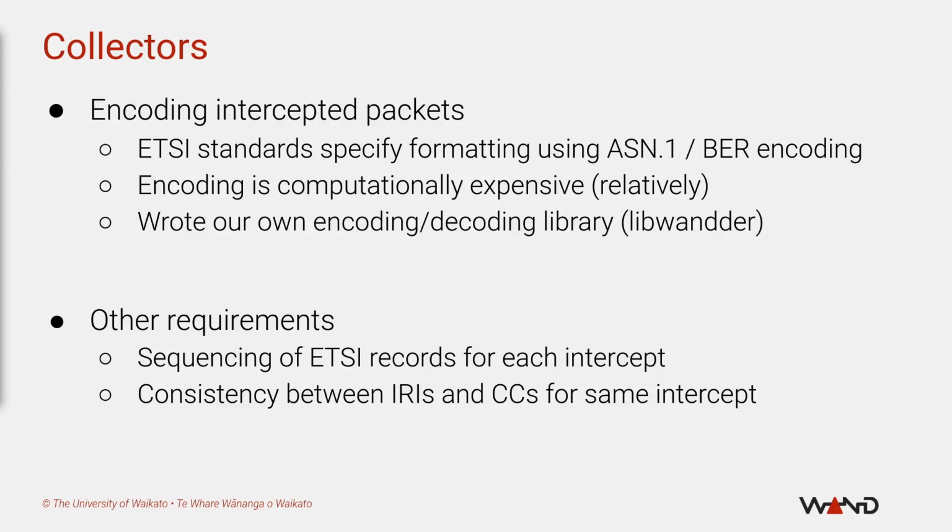The ETSI standards also introduce some other complications that we have to account for in our encoding process. Two that stand out as worth mentioning are the requirement for ETSI records to have consistent and strictly ordered sequence numbers, which can be quite tricky to achieve in a highly parallel environment, as well as the requirement for IRIs and CCs for the same intercept to have consistent identifiers, even if they are generated via separate code paths.